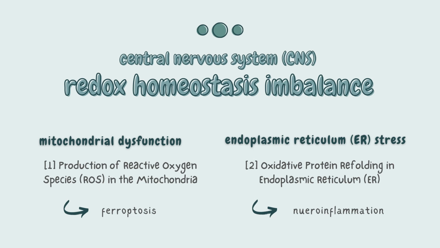Redox homeostasis imbalance may result in, first, mitochondrial dysfunction, wherein the excessive production of ROS contributes to oxidative stress and is a prominent part of aging processes and many degenerative diseases. This further results in ferroptosis. Second, protein misfolding in the endoplasmic reticulum evidently causes ER stress, resulting in an increase in ROS production, altered calcium efflux, and pro-inflammatory signaling in glial cells. This further leads to neuroinflammation.